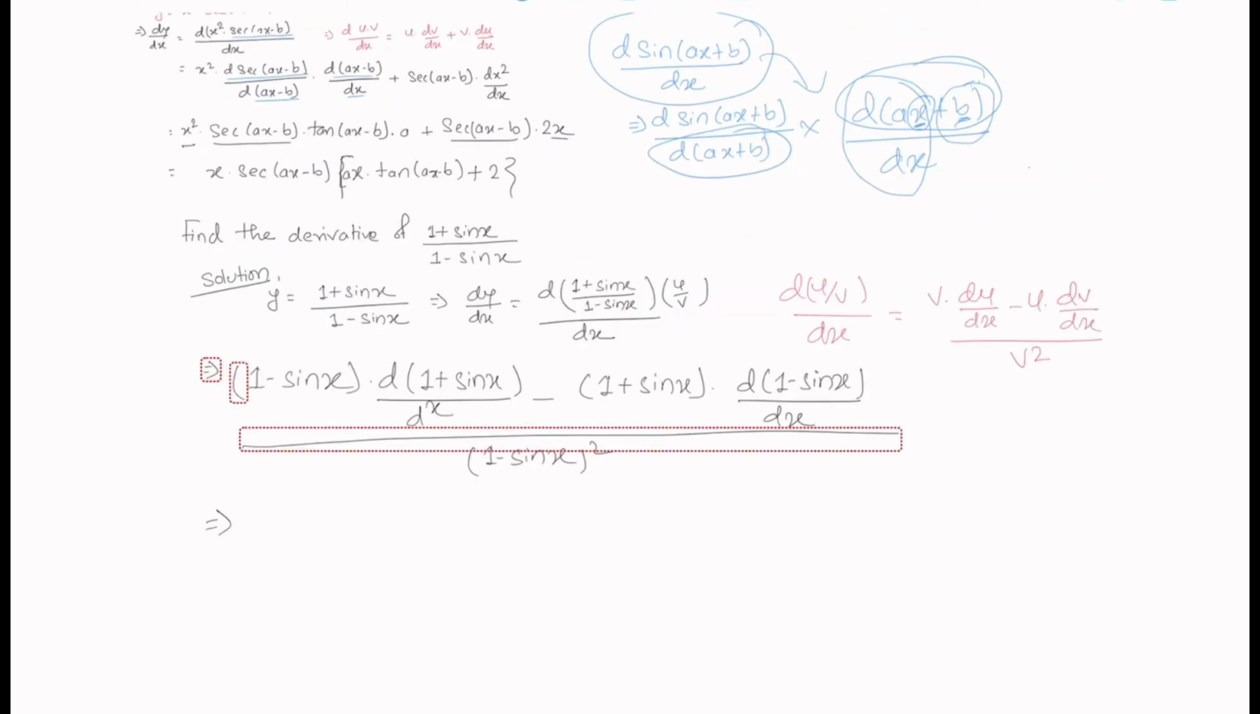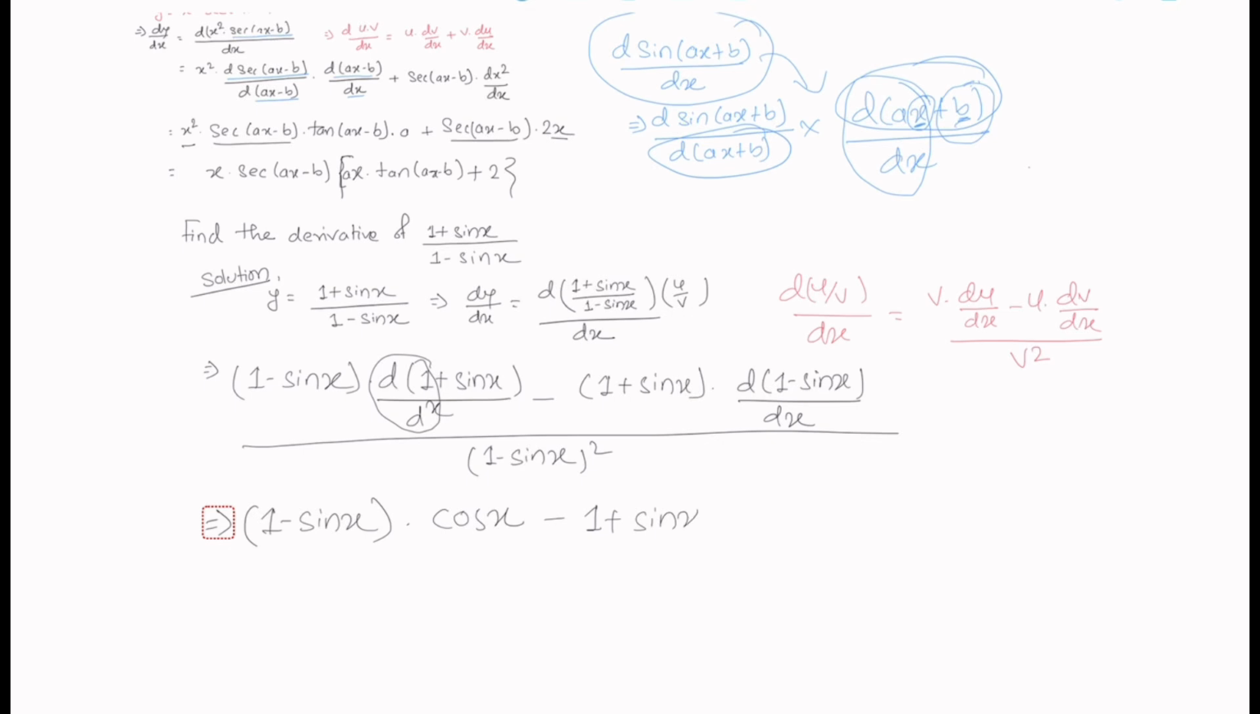So we will write here (1 minus sin x) times derivative of (1 plus sin x) by dx. So again it is going to be derivative of 1 by dx plus derivative of sin x by dx. So derivative of sin x is cos x, minus (1 plus sin x) times derivative, again 1 is 0 and minus sin x is minus cos x, upon (1 minus sin x) whole square.